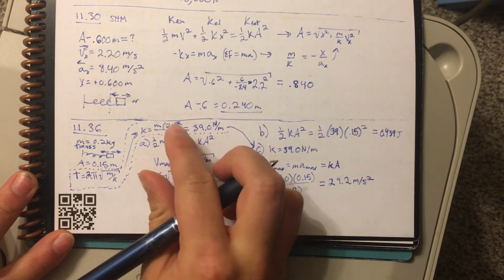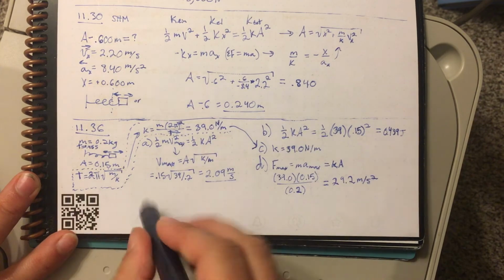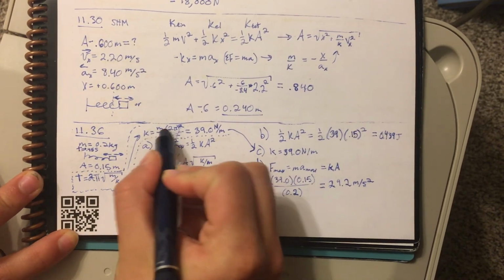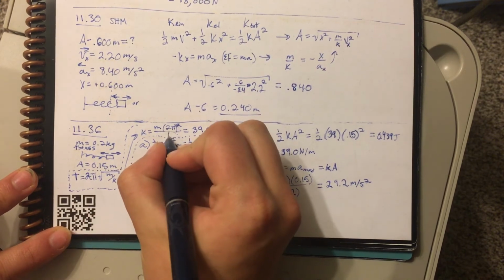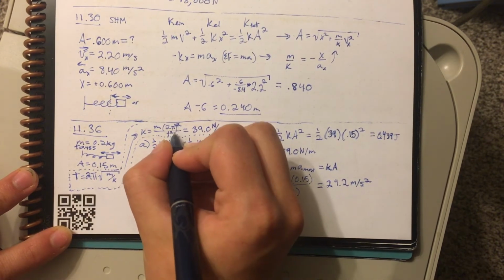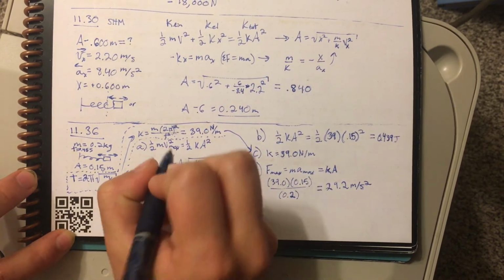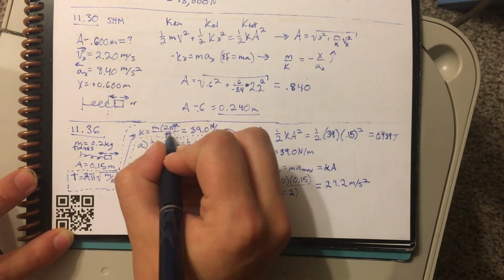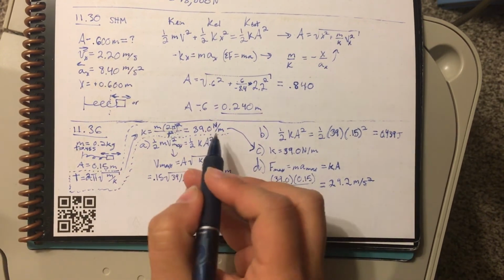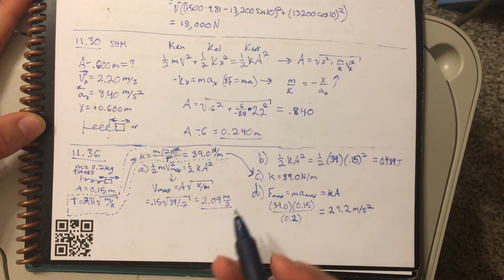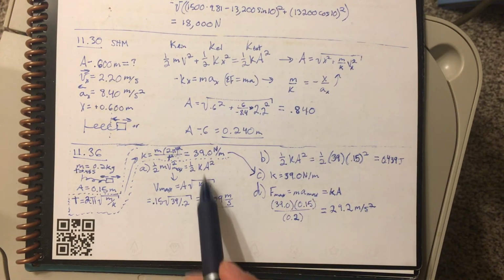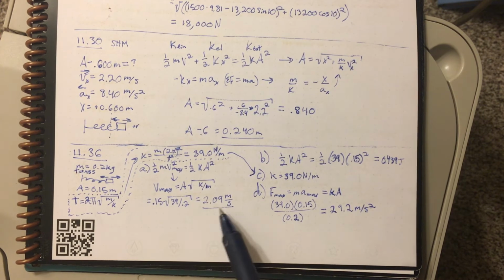Okay, let me just a second. I don't want to confuse anyone. That would not be good right before a test. Okay, hope that's better. And then that gives you 39.0 newtons per meter, and so then you can just input that here and get the number.